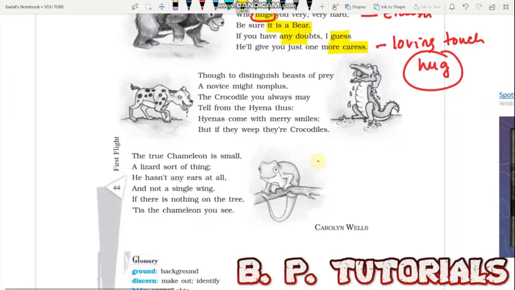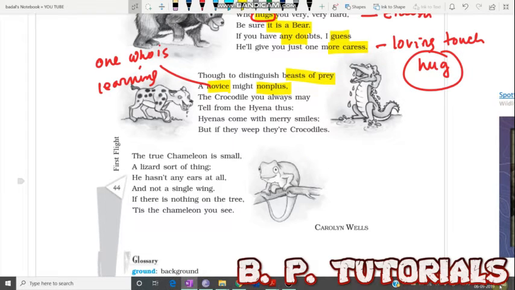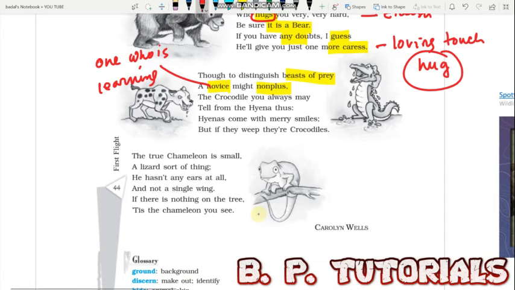Though to distinguish beast of prey, a novice might nonplus. A novice is what? One who is learning. So a novice might nonplus. What is nonplus? Nonplus is actually here called puzzled. A novice might get puzzled while identifying a wild beast. So nonplus means puzzled. So a novice, one who is learning to identify wild animals, might be puzzled in identifying these animals.